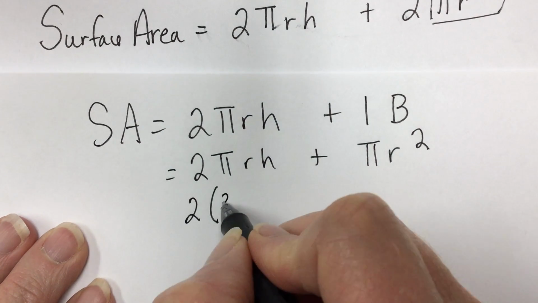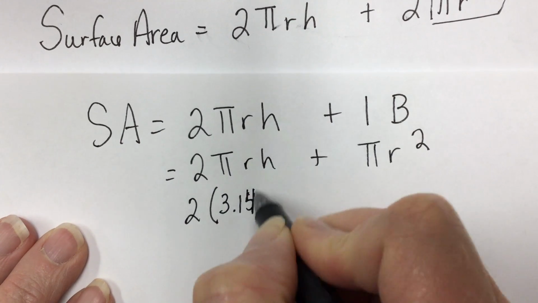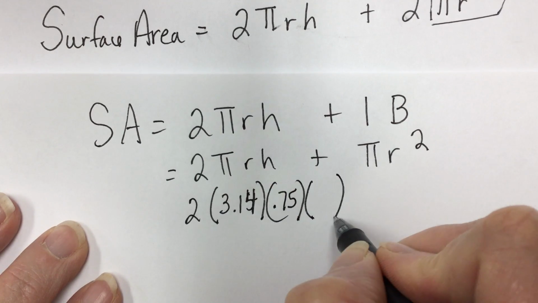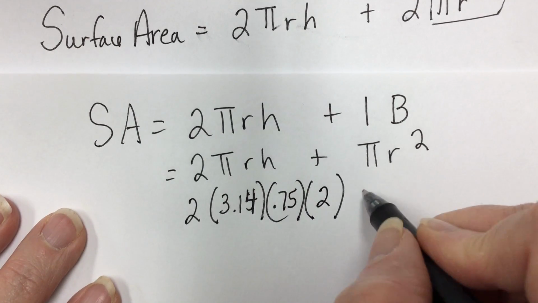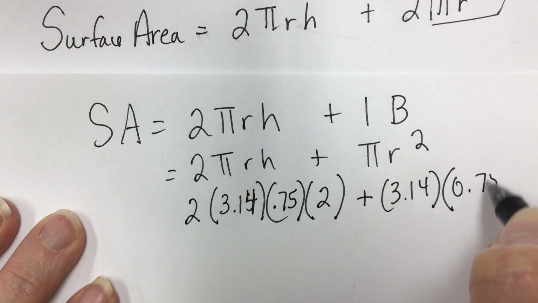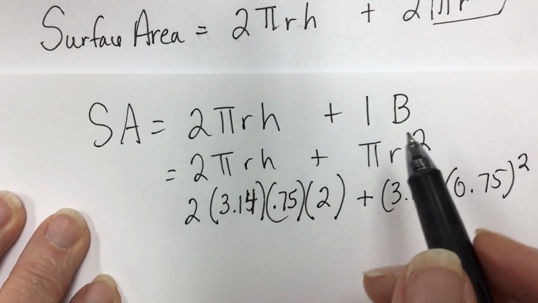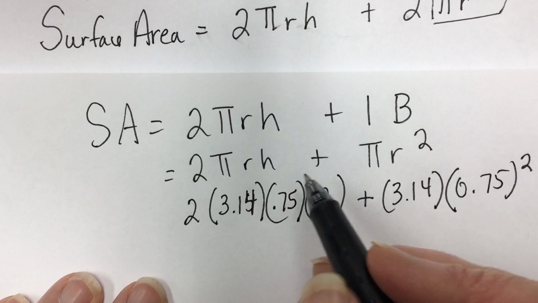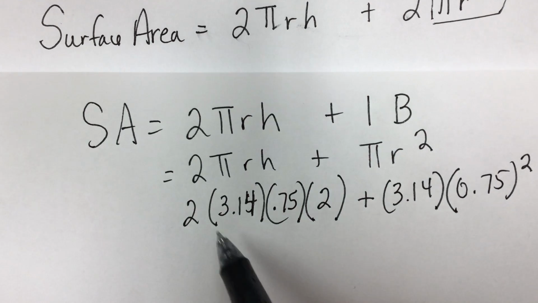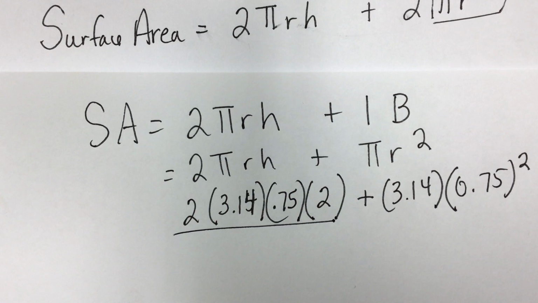So I have 2 times 3.14 times my radius. We found our r to be 0.75. And our height is 2, plus the 3.14 times 0.75 squared, okay? So if we multiply all of this together, we can use our calculators to do this. So using our calculator, we have 2 times 3.14 times 0.75 times 2. I multiplied all of this together here, okay?